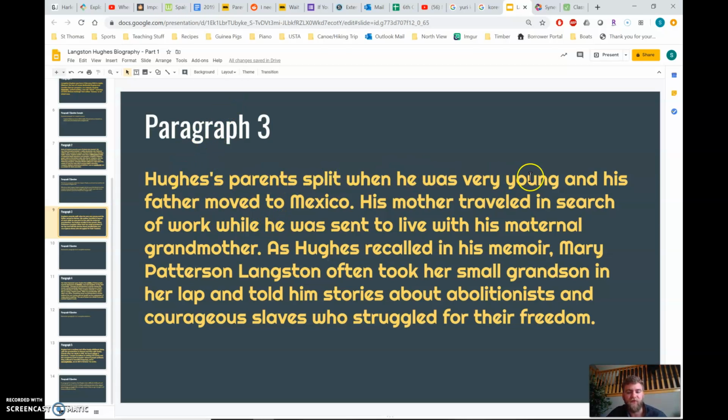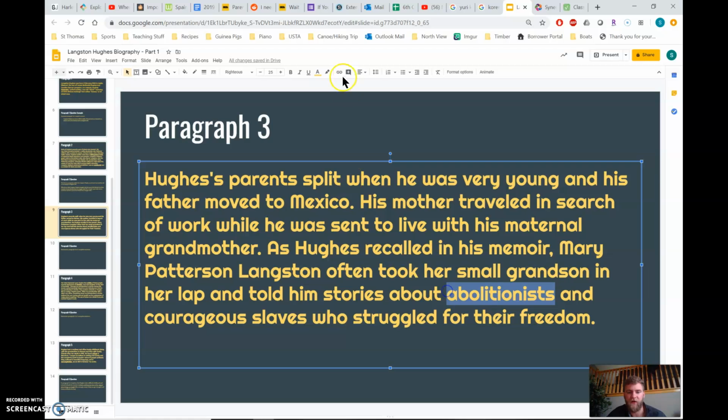Hughes' parents split when he was very young and his father moved to Mexico. His mother traveled in search of work while he was sent to live with his maternal grandmother. As Hughes recalled in his memoir, Mary Patterson Langston often took her small grandson in her lap and told him stories about abolitionists and courageous slaves who struggled for their freedom.